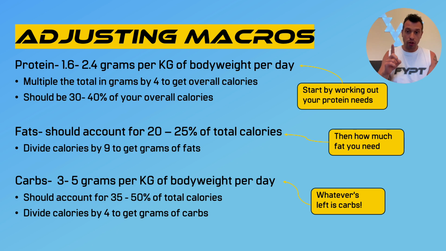Then go on to your fat. Now keep your fat at around 20 to 25% of your overall calorie needs. If you're losing weight, 20%. If you're trying to put on muscle, 25%. Once you've worked out those two and you've taken them off your daily total, then go on to carbs. Then work out what's left, and you can work out how many grams of carbs you can eat.